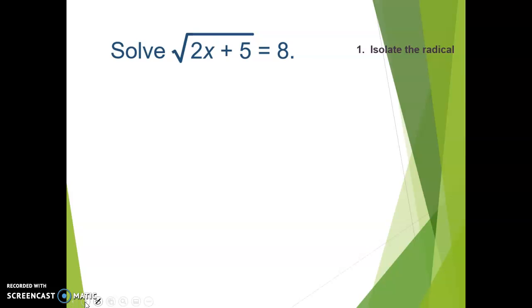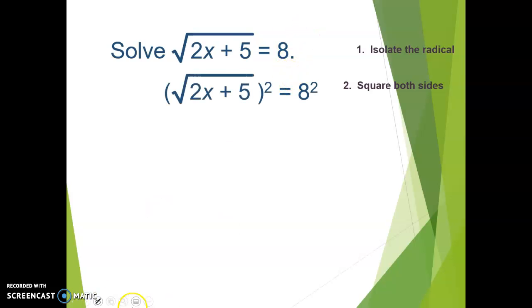All right, the first thing we want to do is isolate the radical. It's already been isolated. Step 2 is square both sides, and when we do that, we get 2x plus 5, since the square and the square root cancel each other, equals 8 squared, which is 64. We'll then solve the resulting equation.